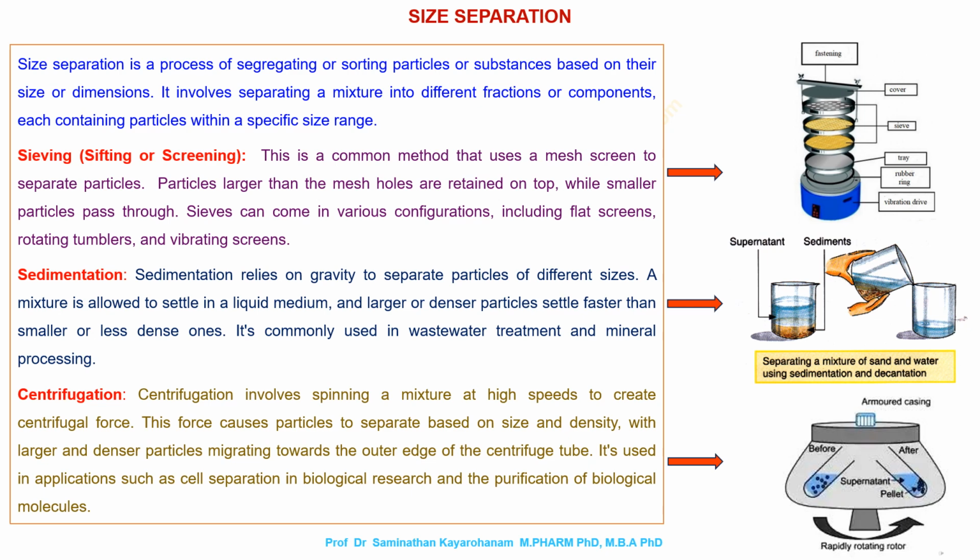Centrifugation. Centrifugation involves spinning a mixture at high speeds to create centrifugal force. This force causes particles to separate based on size and density, with larger and denser particles migrating towards the outer edge of the centrifuge tube. It's used in applications such as cell separation in biological research and the purification of biological molecules.